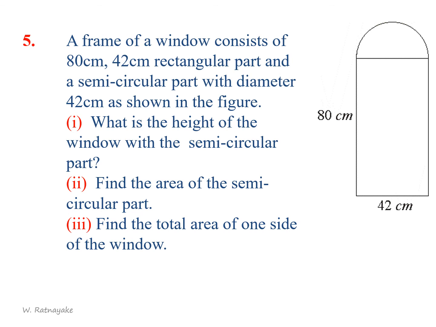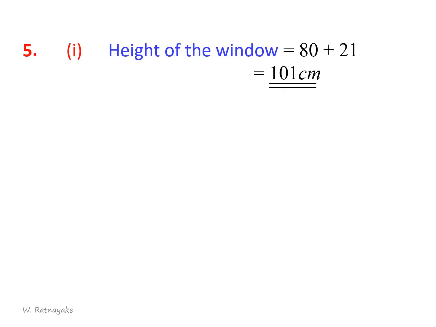Now the first part, as we said, is very easy, because the height of the rectangular part is 80, and you have to add another 21 centimeters to find the total height of the window. So it is 80 plus 21, that is 101. So that is the answer for part 1. The height of the window is 80 plus 21, that is 101.